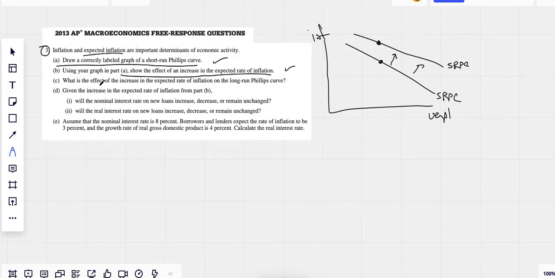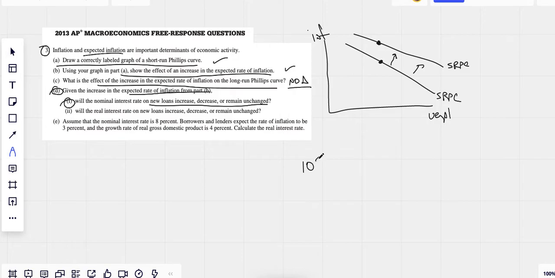What is the effect of the increase in inflation on the long run Phillips curve? There's no change. The long run Phillips curve is not affected by that. Given the increase in the expected rate of inflation, will the nominal interest rate on new loans increase, decrease, or remain the same? Let's think about that for just a second.